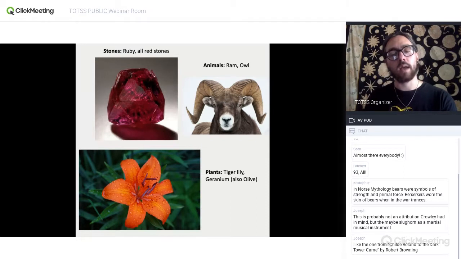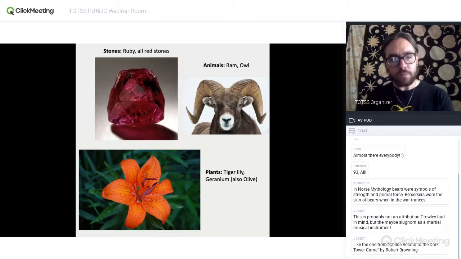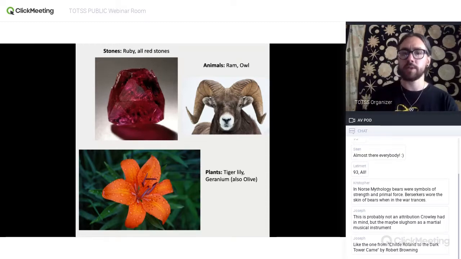And then the tiger also has some of that fiery and solar quality like the lion did, but is maybe even more martial than the lion is. Also the geranium. In particular, Crowley references a variety of geranium that he was familiar with, a very particular kind of brilliant scarlet color. So not all geraniums, but just this one variety that he had in mind that was the right color. And then he also mentions the olive as sacred to Ares.